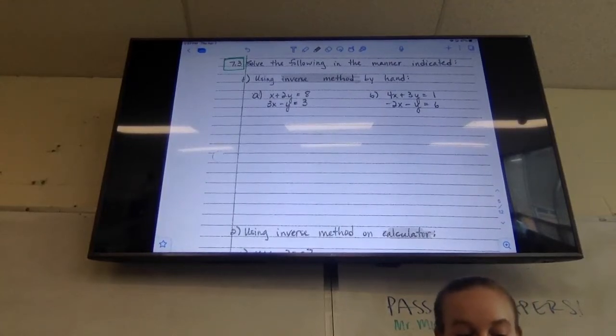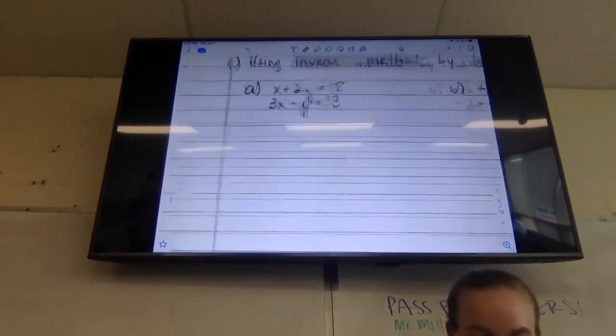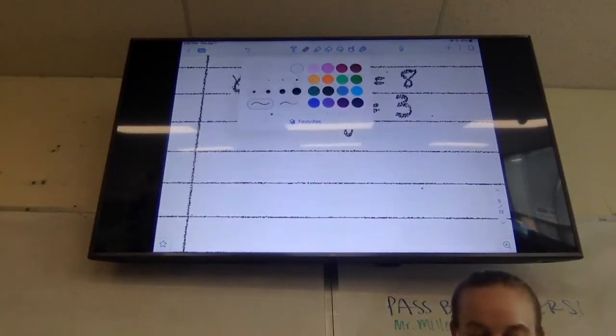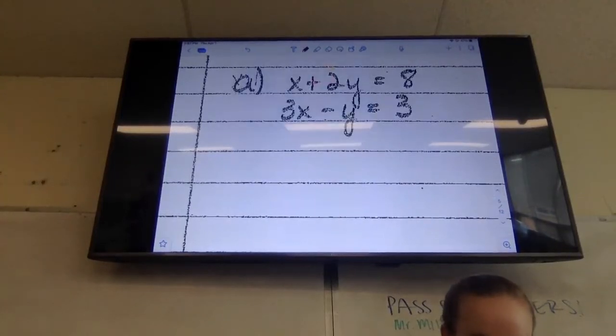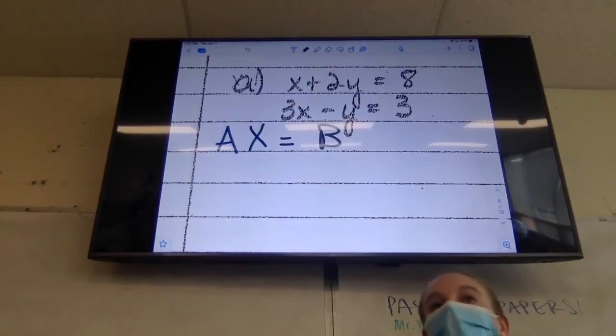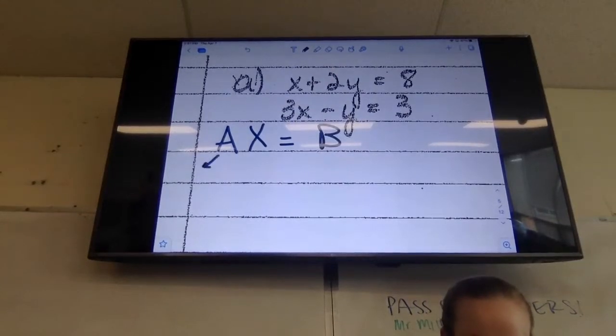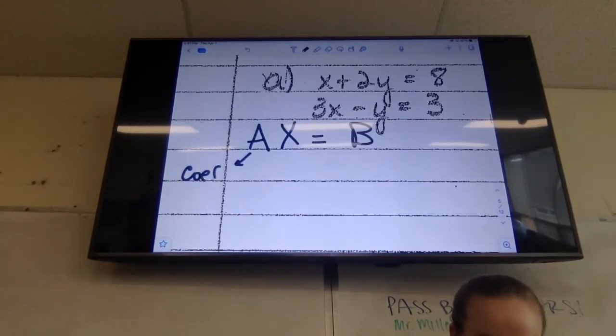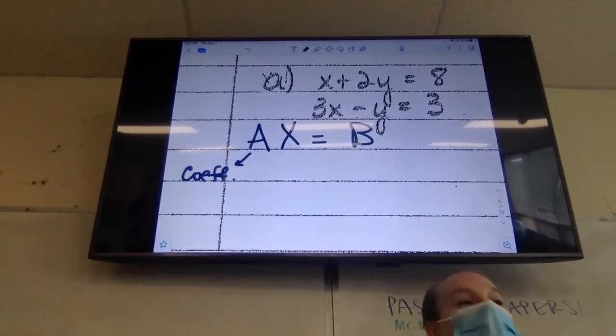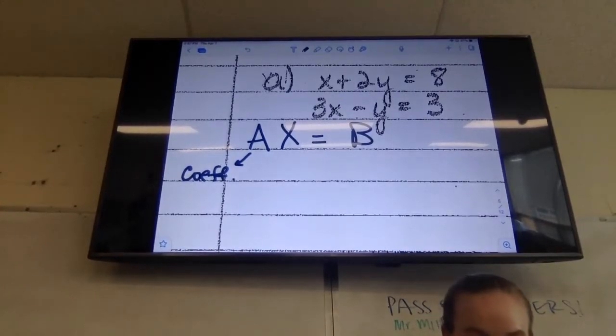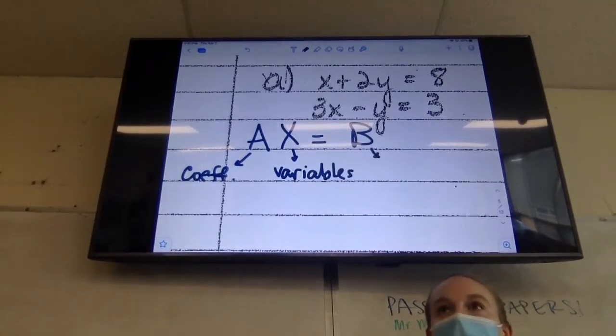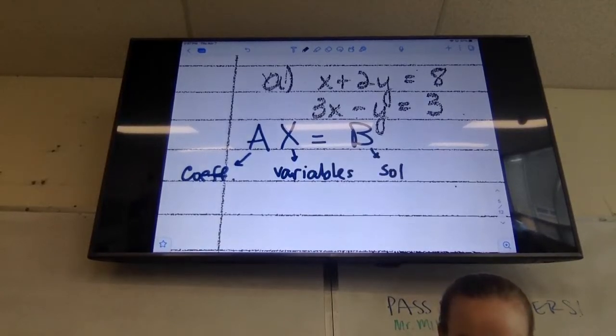Inverse method. So I'm going to make this equation into a matrix, and the matrix, when we write it, looks something like this. We're going to write A times X equals B. So matrix A is a matrix made up of all of the coefficients of X and Y. Matrix X is a matrix made up of the variables of these two equations. And then matrix B is made up of the solutions.